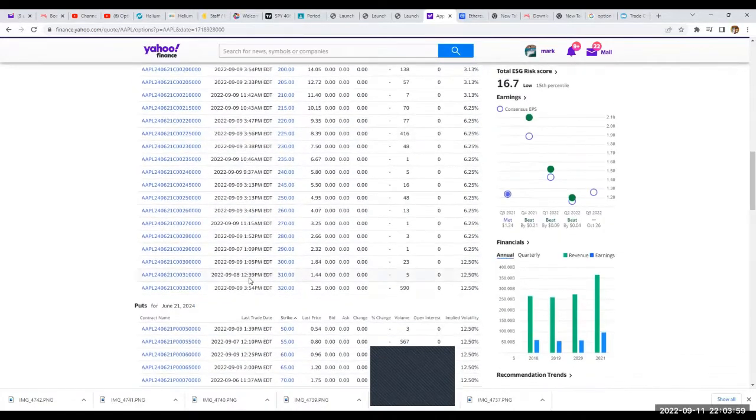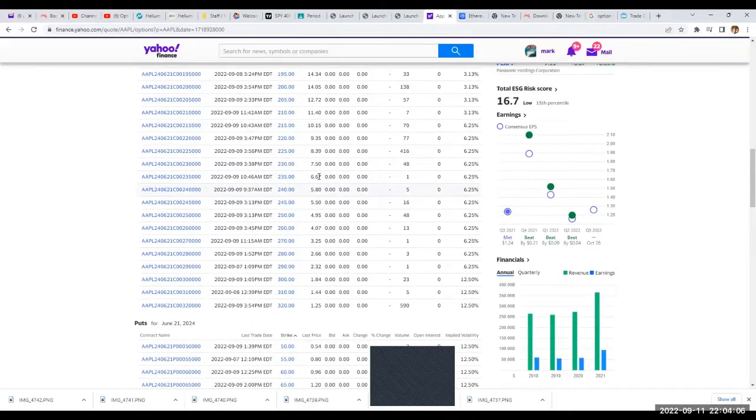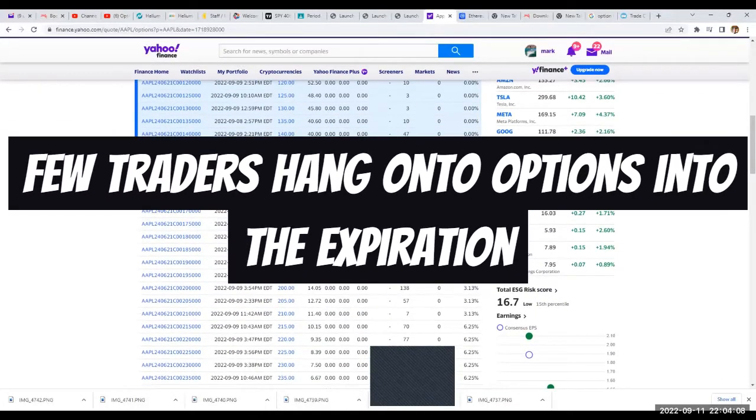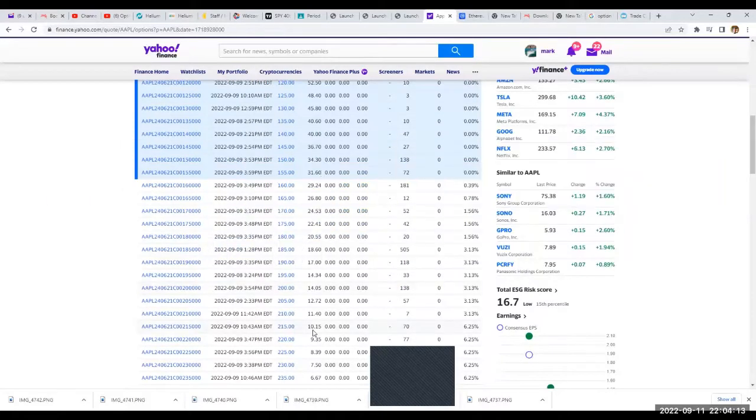Now, if it doesn't go up to there, the only thing you lose is whatever this premium is. These are called premiums. So that's the only risk that you have. So in this case, you have 3160 out. And in this case, you have less.